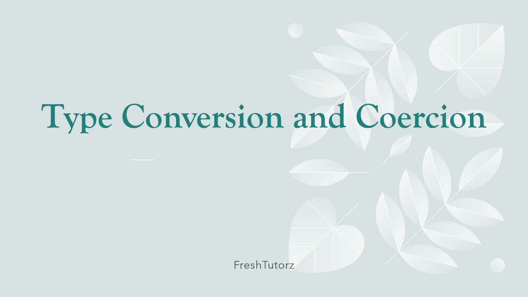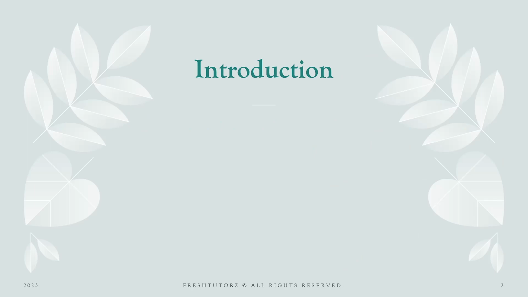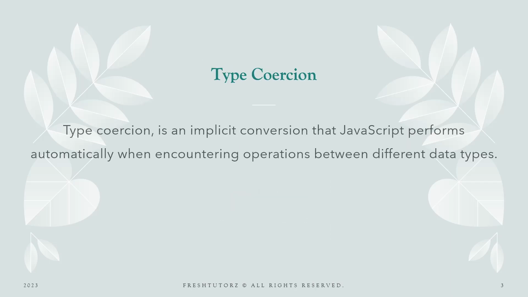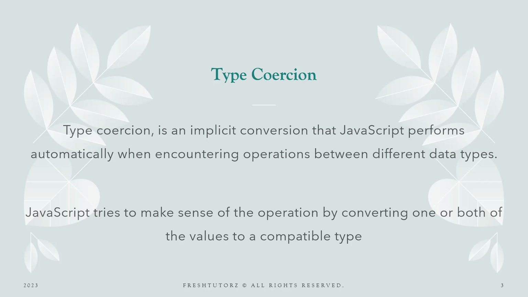In this video, let's talk about type conversion and type coercion in JavaScript. So basically both do the same thing, type coercion and type conversion. But what is the difference? Let's find out. Type coercion is an implicit conversion that JavaScript performs automatically when working with an operation between different data types. JavaScript tries to make sense of this operation by converting one or both of the variables to a compatible type.